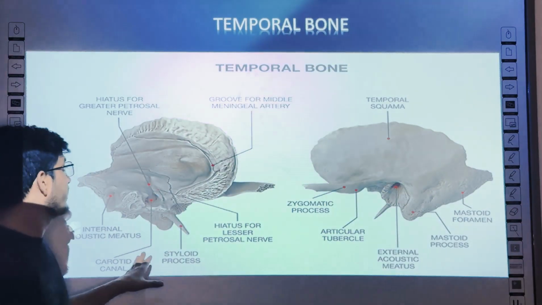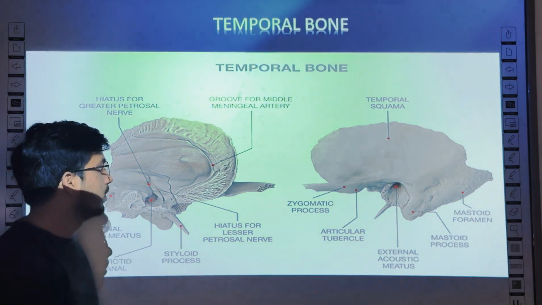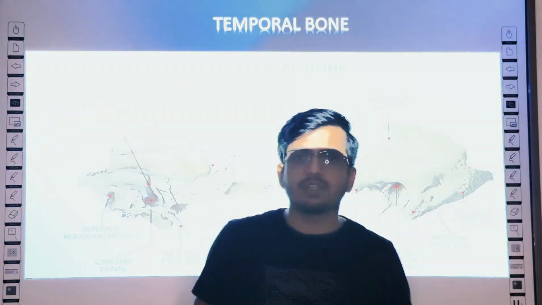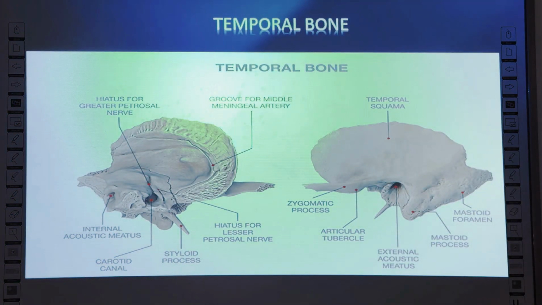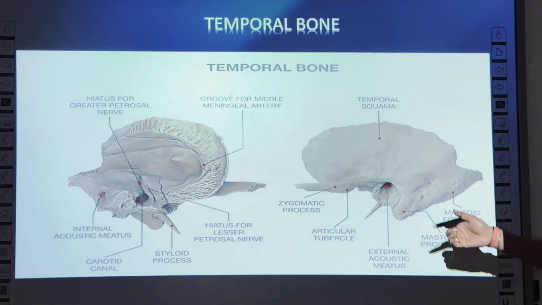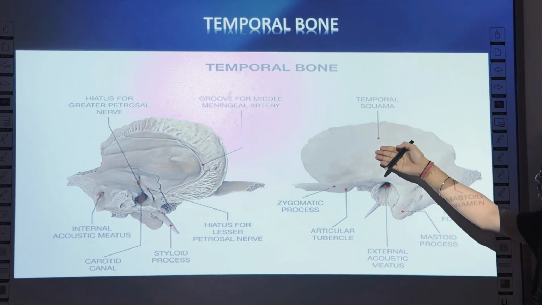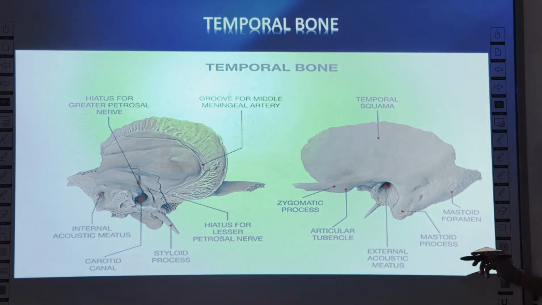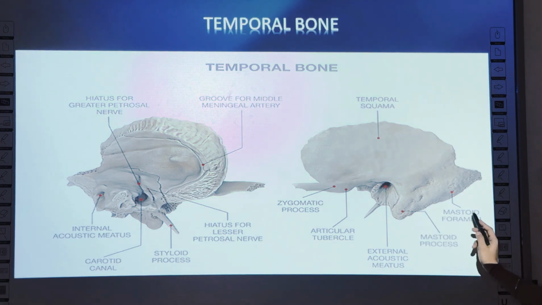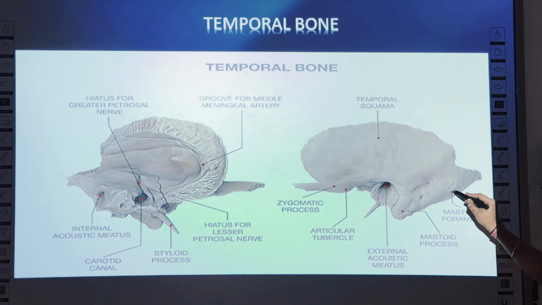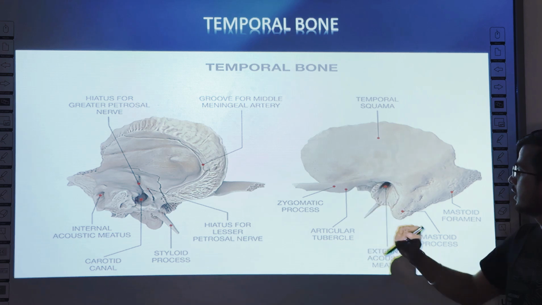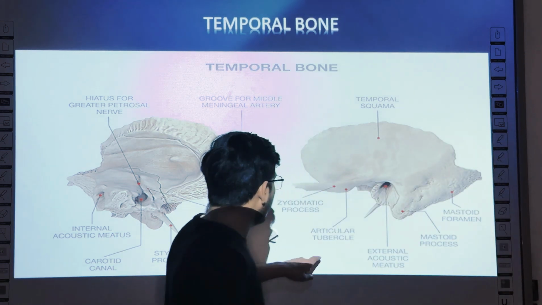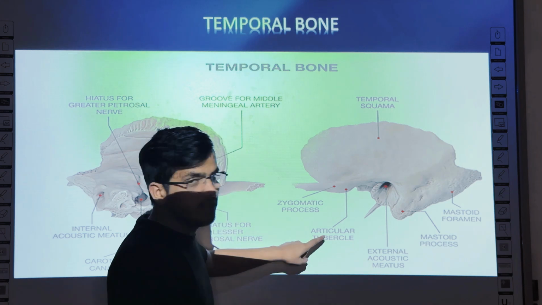In this diagram, I will explain the landmark features of the temporal bone, in which we will see the external surface as well as the internal surface of the temporal bone. First of all, we will start with the external surface. What are the landmark features of the external surface? You know this one, the plate-like structure that is called the temporal squama or squamous part of the temporal bone. Then we have the external acoustic meatus, and we have the mastoid process. This one is the mastoid foramen. And we have the zygomatic process that lies anteriorly, projecting anteriorly, and we also have the articular tubercle that helps in the joint formation.